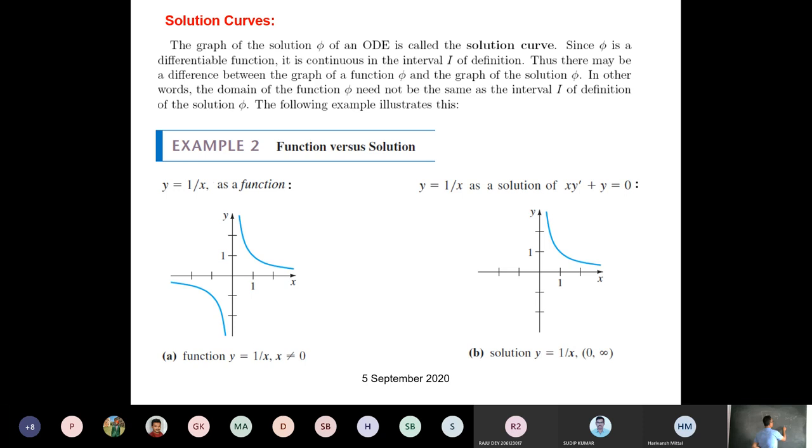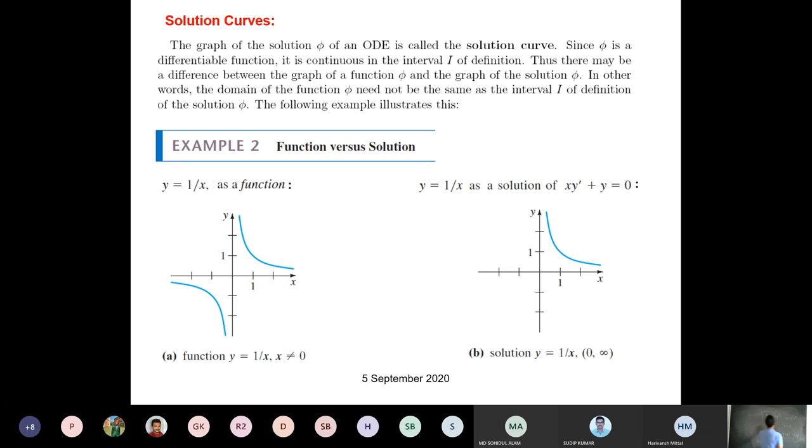Can somebody unmute and tell me what will be the domain? R minus the single point 0. Minus infinity to infinity, excluding x at the point 0, right? Yes. So the domain is minus infinity to infinity, but we are going to exclude the point 0 because at 0 it is not defined. So this is the domain for this function.